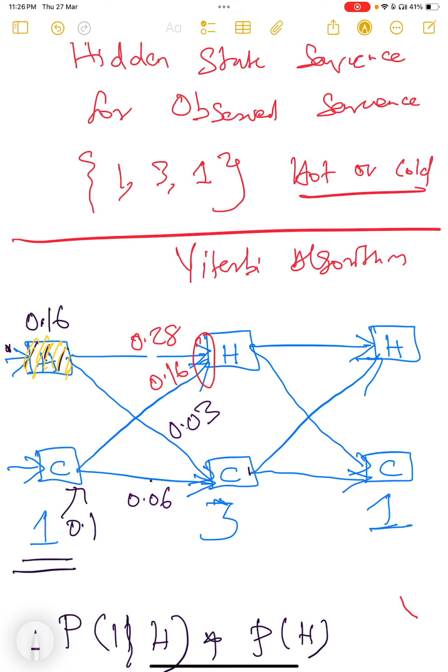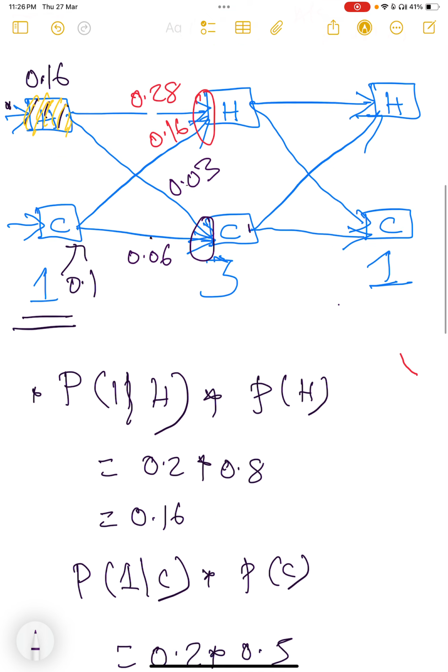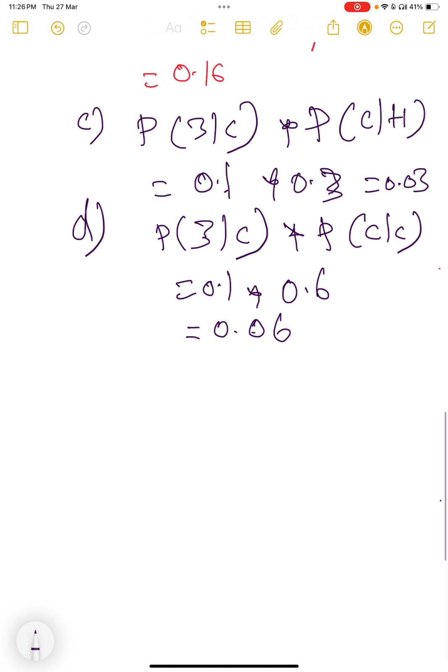So what will be the answer? So you are fine for this, right? You are fine for this and this. So now we'll conclude this 0.28. We are fine for the second day. We are fine for H and C, right? So we're fine for this. So 0.28, we are fine, the maximum. Second day.